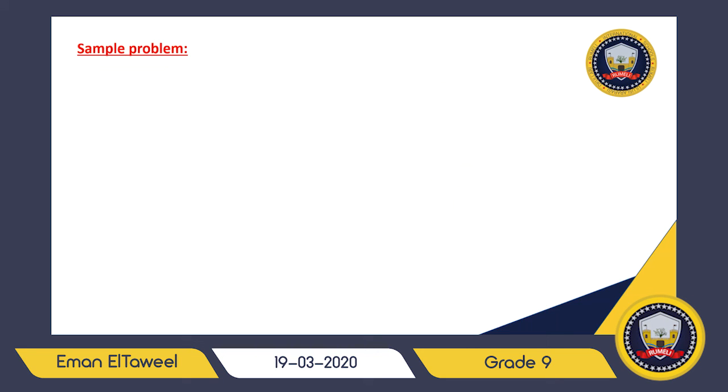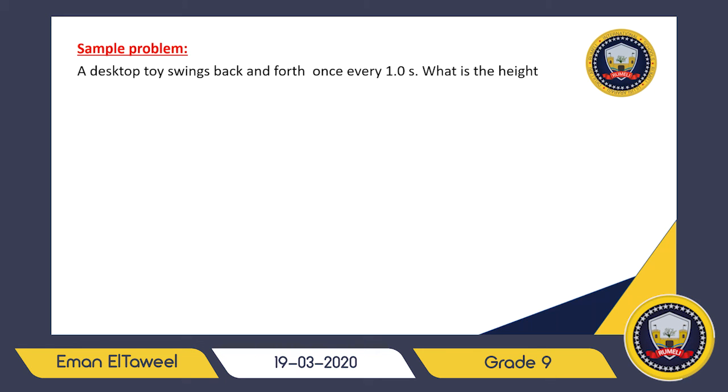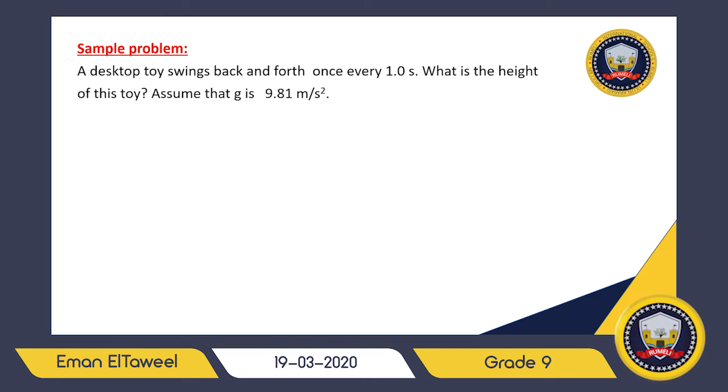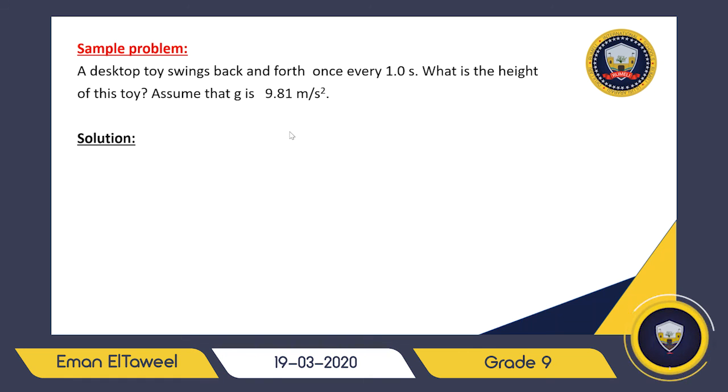How can we calculate the period? A desktop toy swings back and forth once every 1 second. What is the height of this toy? Assume that g equals 9.81 meters per second squared. Now we are going to calculate L. What is the height of this toy? It means L. Here is the period and here is g. Let's see how we can calculate it.